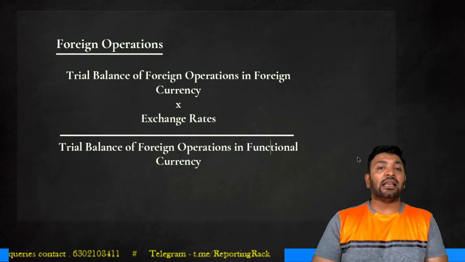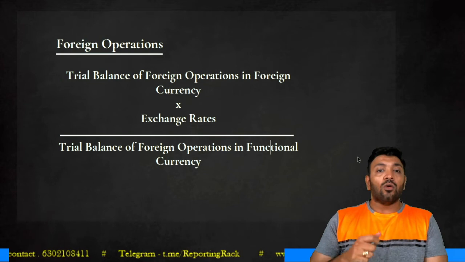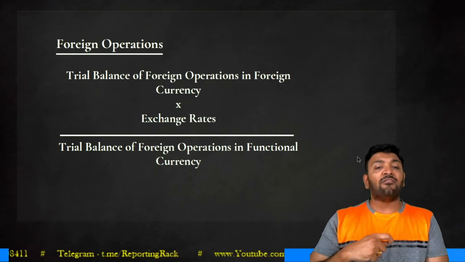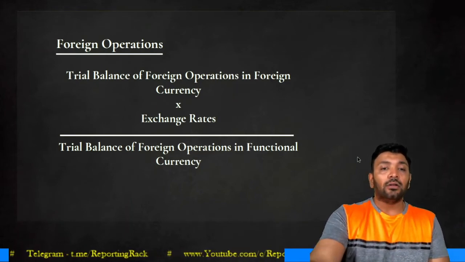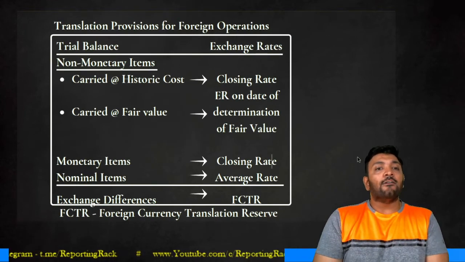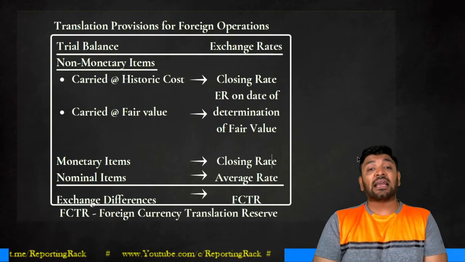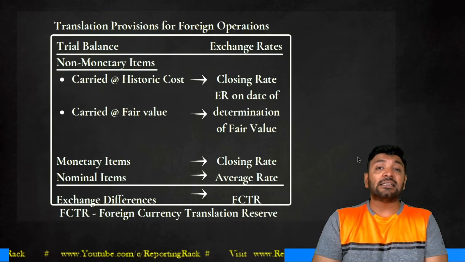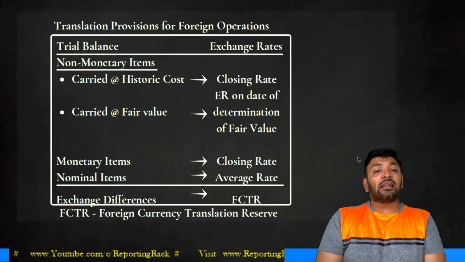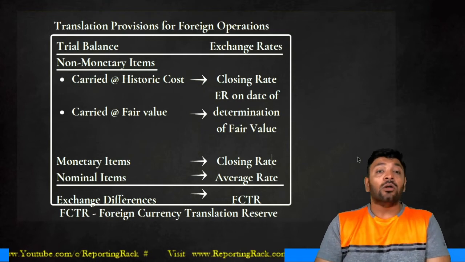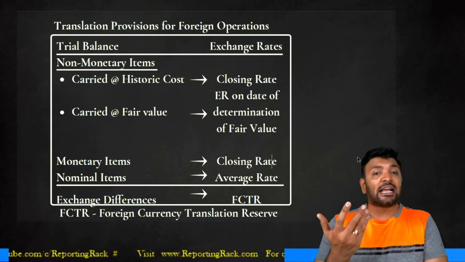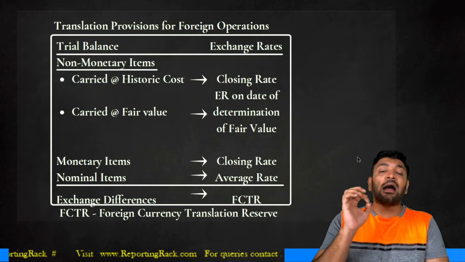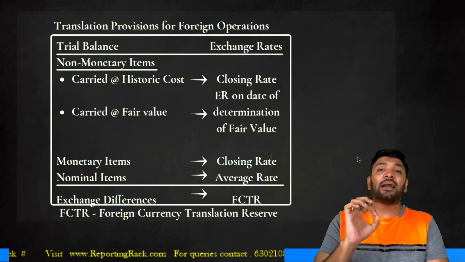The question here under Ind AS 21 is, what exchange rate? What is the exchange rate which I have to apply to translate the trial balance of foreign operation to derive a trial balance in functional currency? For a non-monetary item, which are real accounts, if they are carried at historic cost, then I have to apply the exchange rate at closing rate. Closing rate is the exchange rate on balance sheet date. But if these non-monetary items are carried at fair value, where a fixed asset like property, plant and equipment or intangible asset could be measured at fair value, or inventory could be measured at fair value, in such cases, you have to apply the exchange rate on which you determine the fair value.